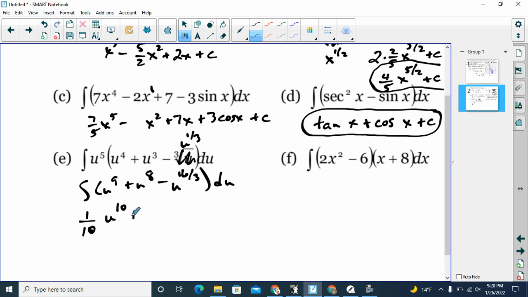1/10 u to the 10th plus 1/9 u to the 9th minus, adding 1 gives me 19 over 3. Dividing by 19 over 3 is 3 over 19.